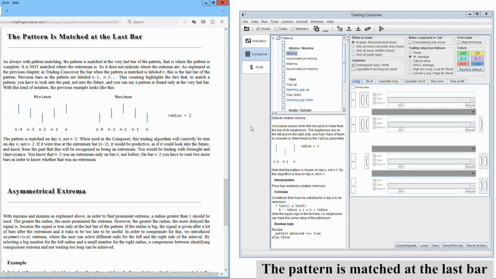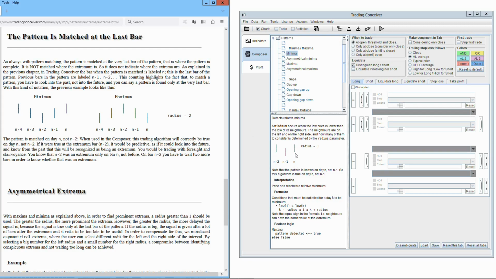As always with pattern matching, the pattern is matched at the very last bar of the pattern. That is where the pattern is complete. It is not matched where the extremum is, so it doesn't indicate where the extrema are. As explained in the previous chapter, in Trading Conceiver the bar when the pattern is matched is labeled N. This is the last bar of the pattern. Previous bars in the pattern are labeled N-1, N-2 and so on. This counting highlights the fact that to match a pattern you have to look into the past, not into the future, and you can say a pattern is found only at the very last bar.